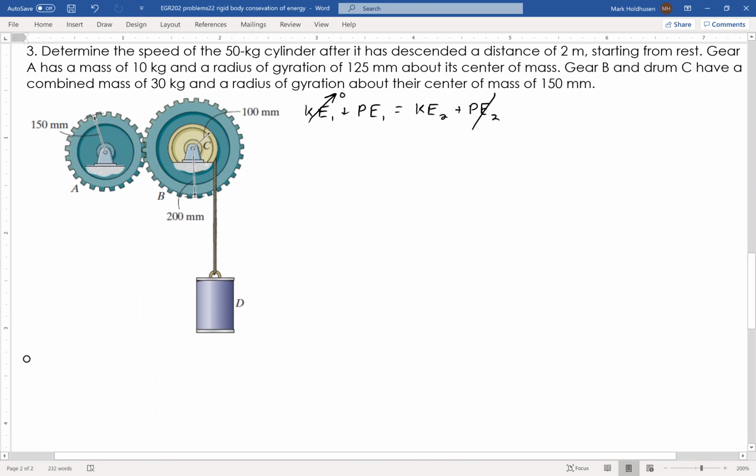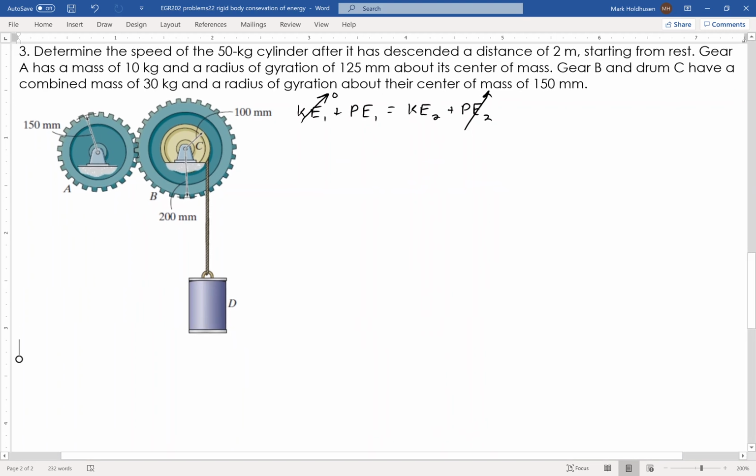cylinder is falling. So that means initially it's got a potential energy from the distance that it falls, which is mg times h. So 50 times 9.8 times h, which is 2 meters, right?